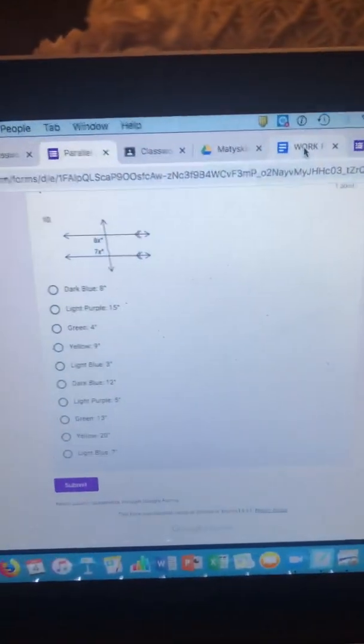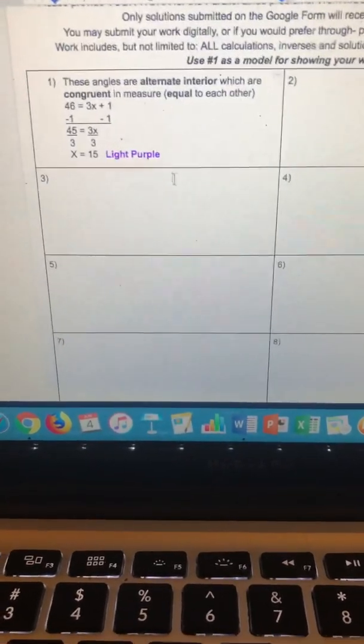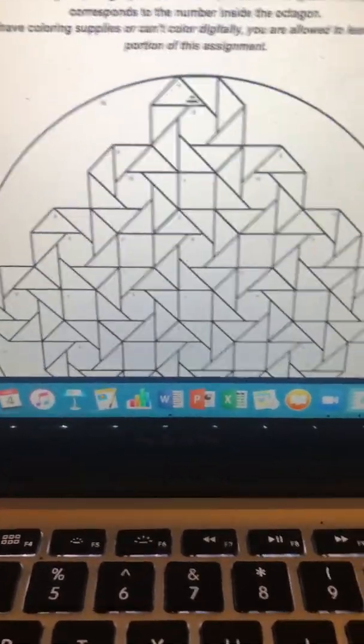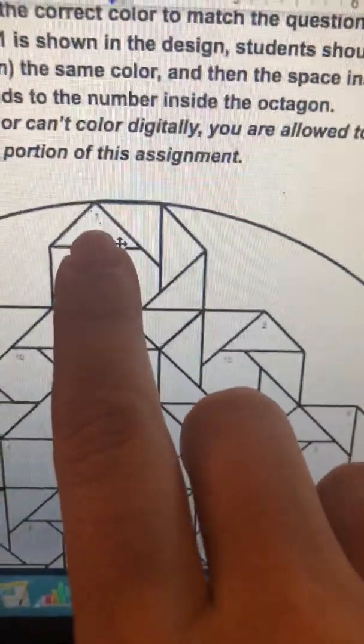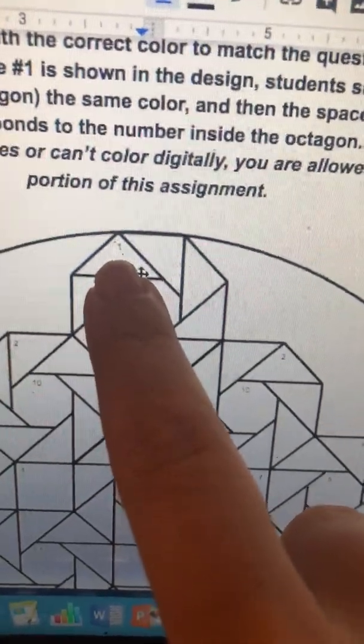Okay, the last thing I just want to go over with you, on the doc, I expect to see the work to get that value for x. If you do want to color the picture, it's a little different than what we normally have. So I'm just going to zoom in. See how this triangle has a 1 in it? And we just determined that 1 is light purple.